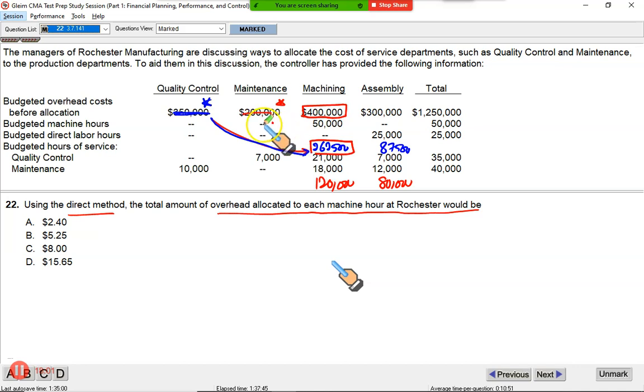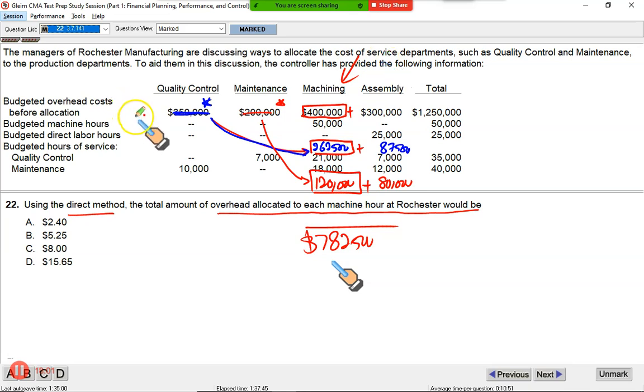It also includes $120,000 of maintenance department, given in red. If you add all these, this will give you the total cost of machining department: $400,000 plus $262,500 plus $120,000. It gives you a total of $782,500. This is the total estimated cost of machining department, $782,500.